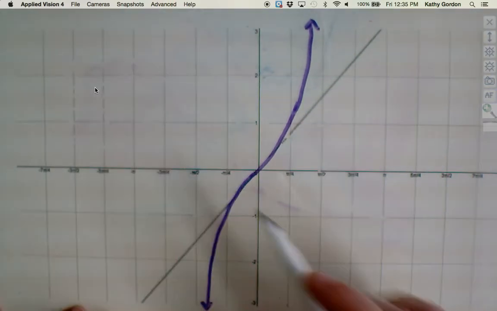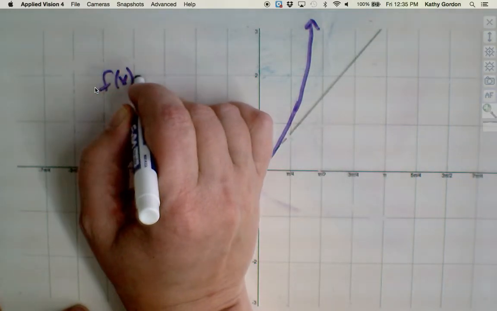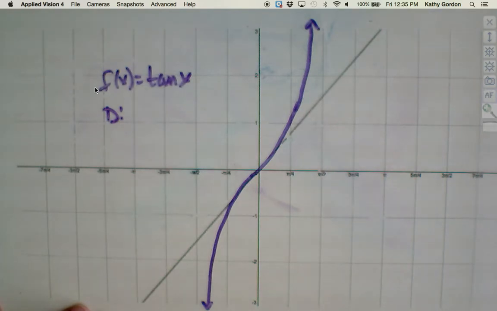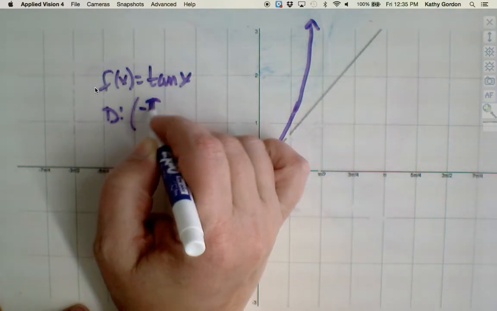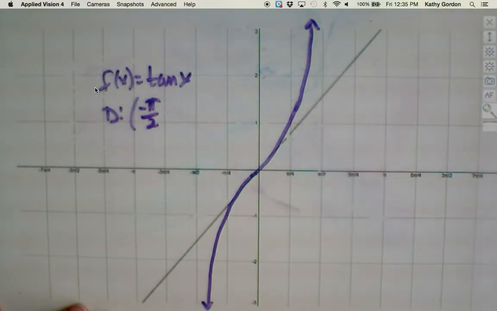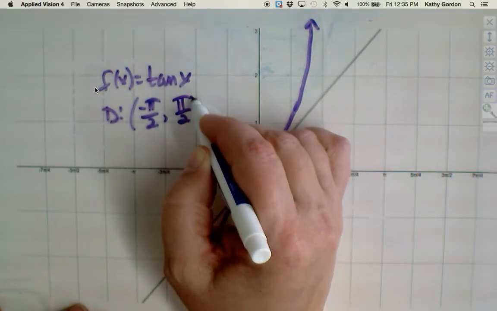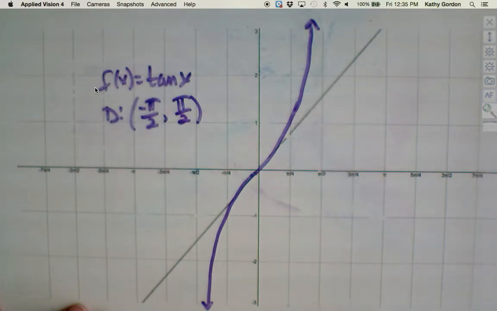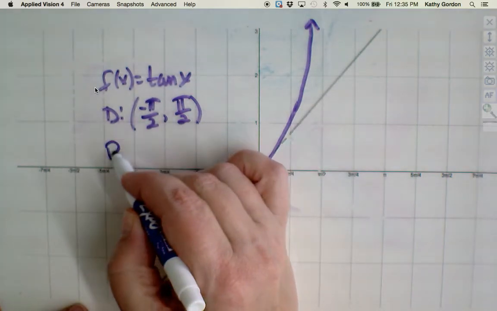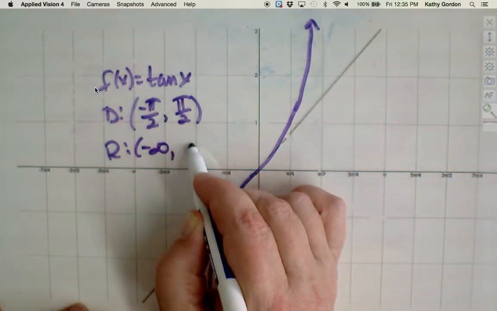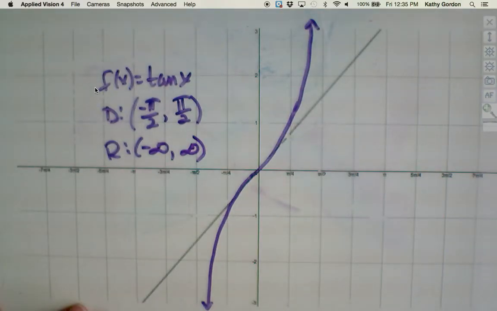Yes. So, tangent of x has a domain of what? Negative pi over 2. And notice here that this one's going to be parentheses, because that point's not actually included. That's where my asymptotes are. So negative pi over 2 up to a positive pi over 2 is now my restricted domain, but with parentheses this time. Range for this one? All real numbers. Because there's no limit to how high up or down we could go.